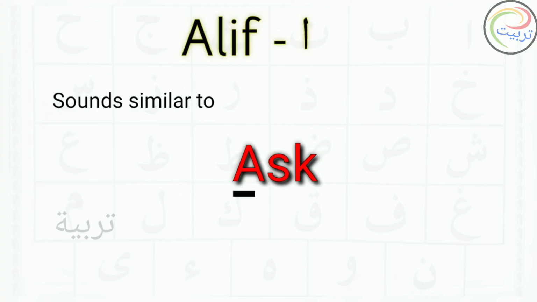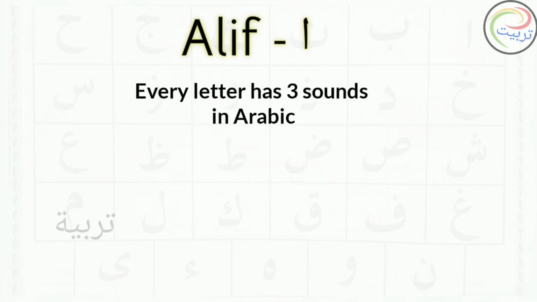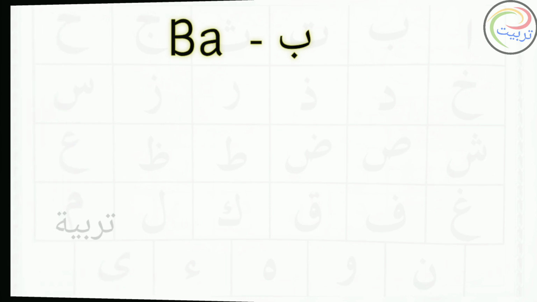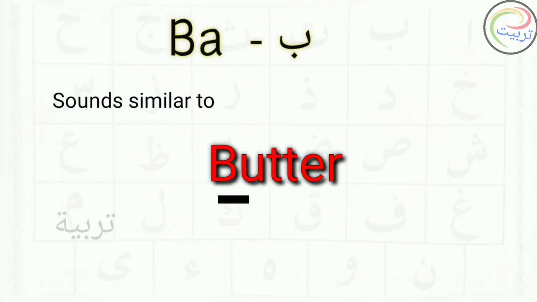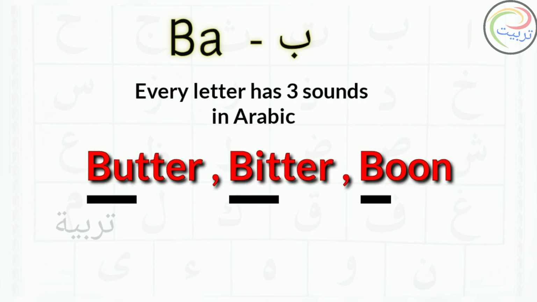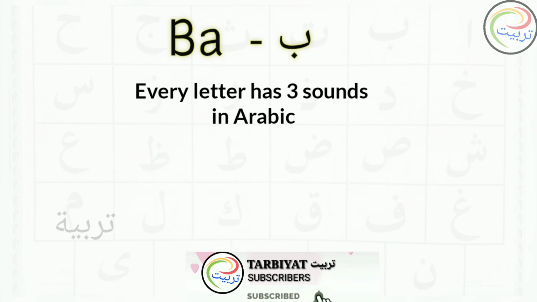First letter, Alif. A sound in ask. There are 3 sounds for each letter. For example, A in ask, E in India, U in Ukraine. Ba sound in butter. The 3 sounds for Ba are Ba in butter, B in bitter, Boo in boon.